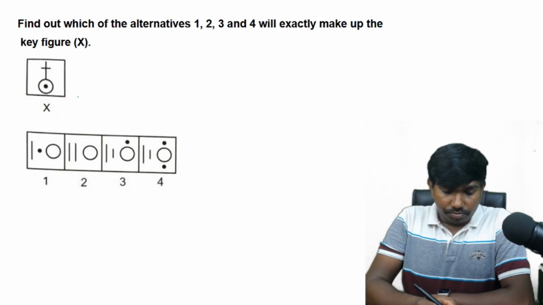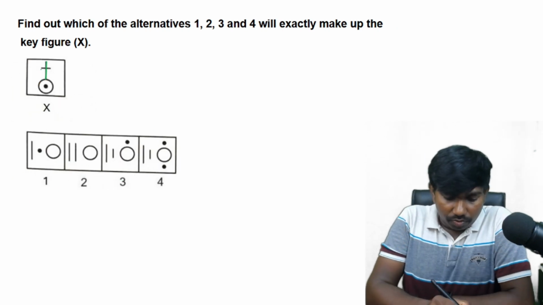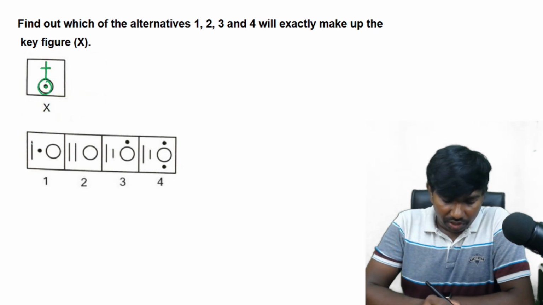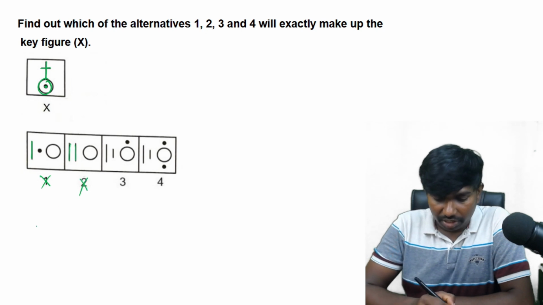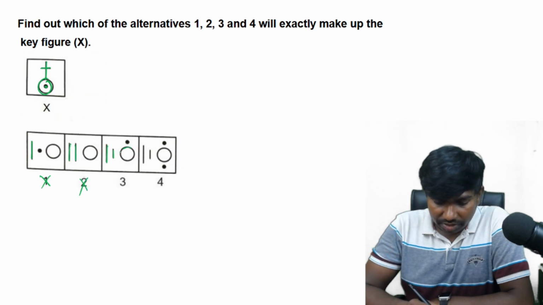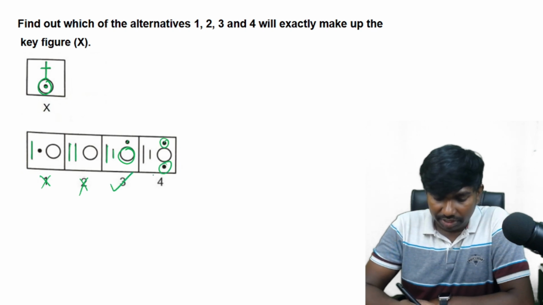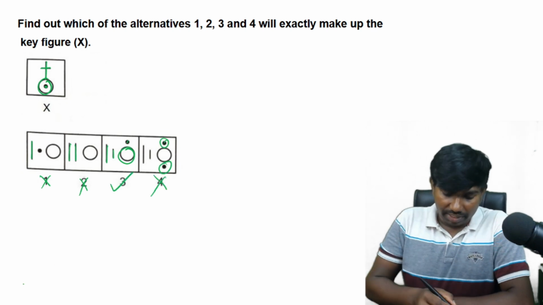Next question. Same thing. 1, 2 straight lines, 1 circle, 1 dot. Here only one straight line is there. Second straight line is missing. And here 2 straight lines are there. A dot is missing. Cannot be. Here 1, 2 straight lines, 1 circle, 1 dot. It should be the answer. Here there are 2 dots. It cannot be our answer. So figure 3 is the correct answer.